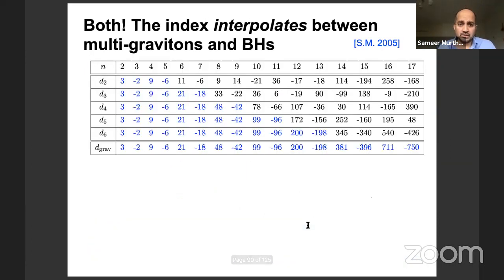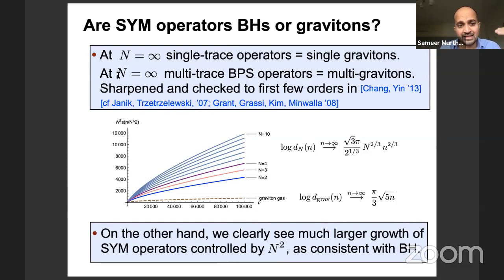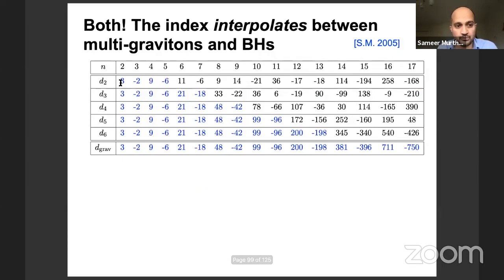The answer is that this index function, the microcanonical index, interpolates between multigravitons and black holes. So this statement that at N equal to infinity the multi-trace BPS operators are multigravitons, when you want to put it on a computer, N is 10 or 100 or something, then you have to ask what it means that 10 should be thought of as infinity. What it means is that there's a regime of charges beyond which this statement doesn't apply. And that's exactly what happens. This you can quantify.